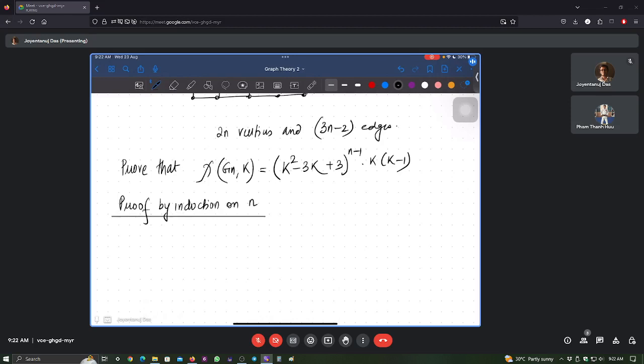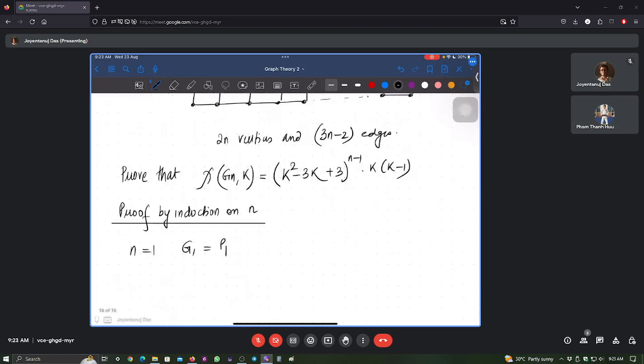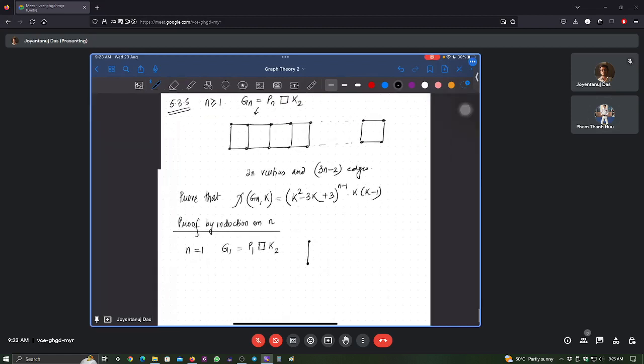So, proof by induction. Suppose n equals 1. Then G1 is nothing but P1 join with K2. So it has two vertices and an edge. So this is the graph G1.